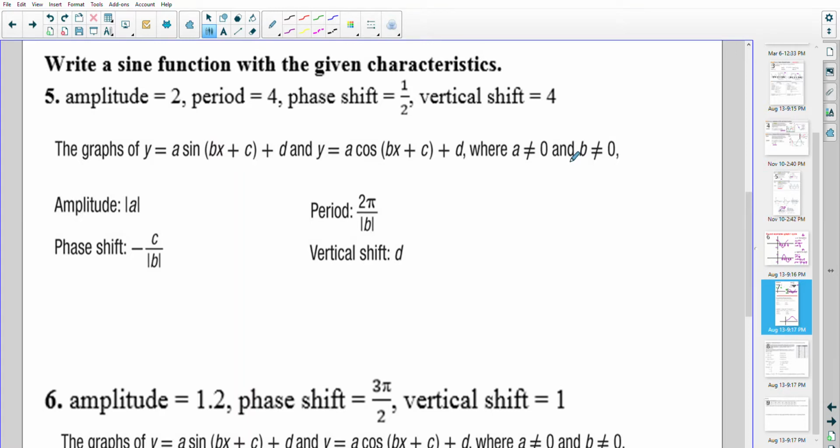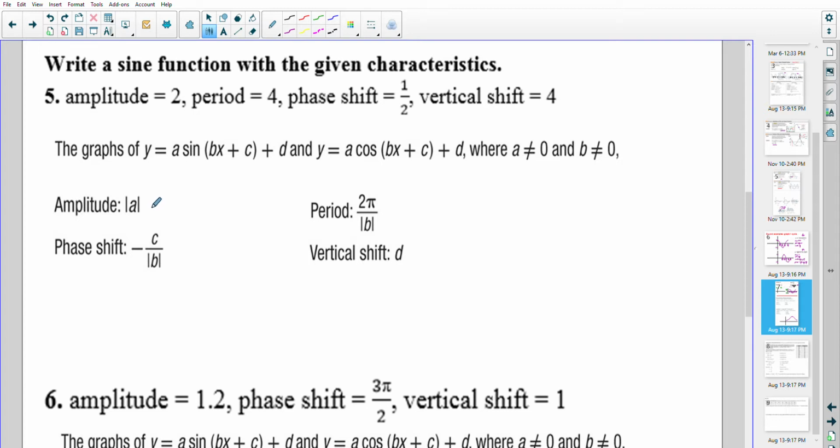In this lesson, we're going to talk about how to write a sine or cosine equation given the particulars of the graph. For example, we're going to see that the amplitude is 2, the period is 4, phase shift is 1/2, and the vertical shift is 4. All of this information helps me identify what the A, B, C, and D are of the graph. And then you're going to write it in one of these forms.